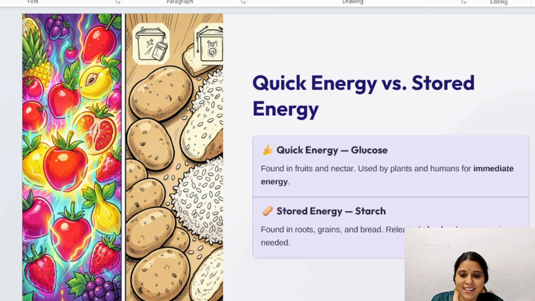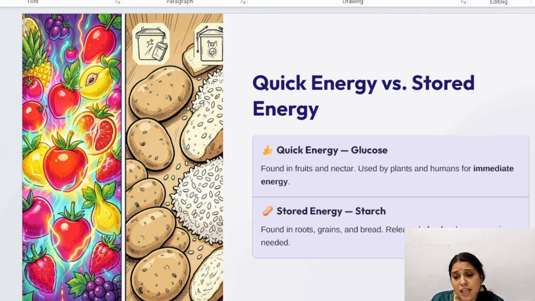So glucose gives quick energy. That's why fruits give us energy quickly, right? Like you have banana sometimes. Starch releases energy slowly, children. That's the difference. That's why food like rice and bread keeps us full longer.